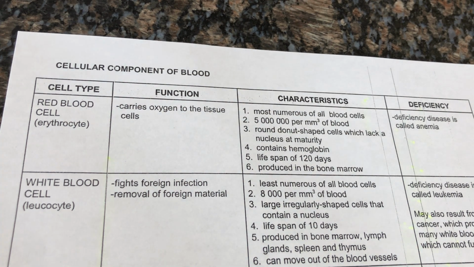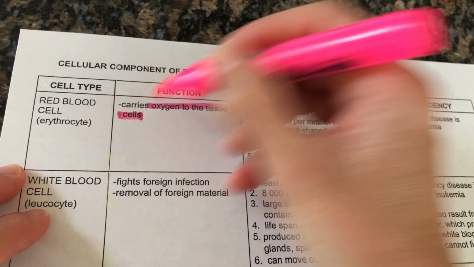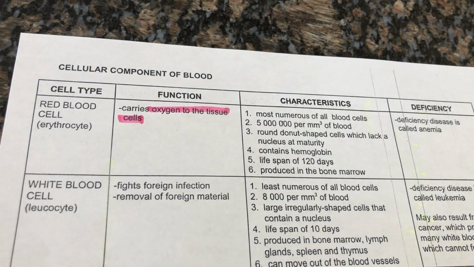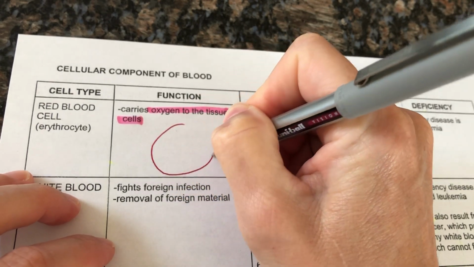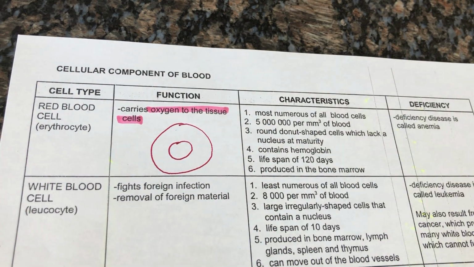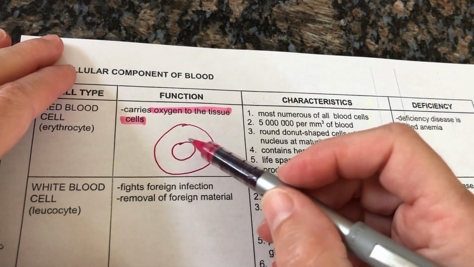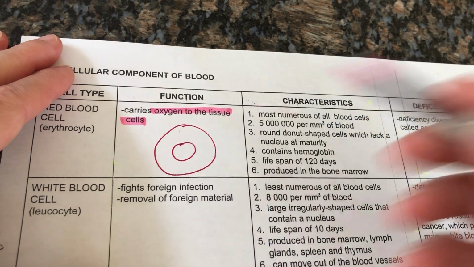So red blood cells, okay, carry oxygen to your tissue cells. All right, the one thing I want you to be aware of is at maturity, these guys are lacking a nucleus. So here is our mature red blood cell. And if you're wondering what I mean by maturity, remember cells go through mitosis, right? And so when you get that brand new cell from mitosis, it's not mature, it's brand new. But after a little bit of time, it matures and it hollows itself out in the center so that it doesn't have a nucleus. And why is that?